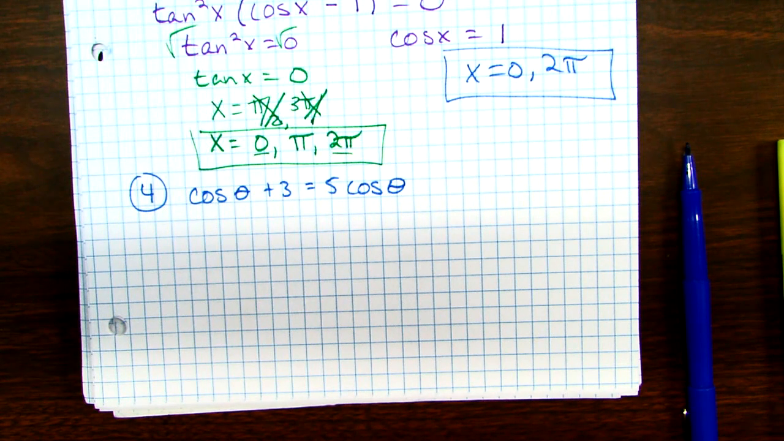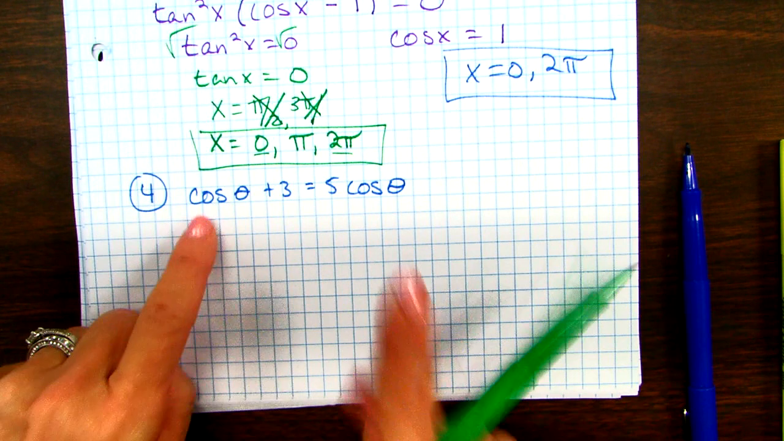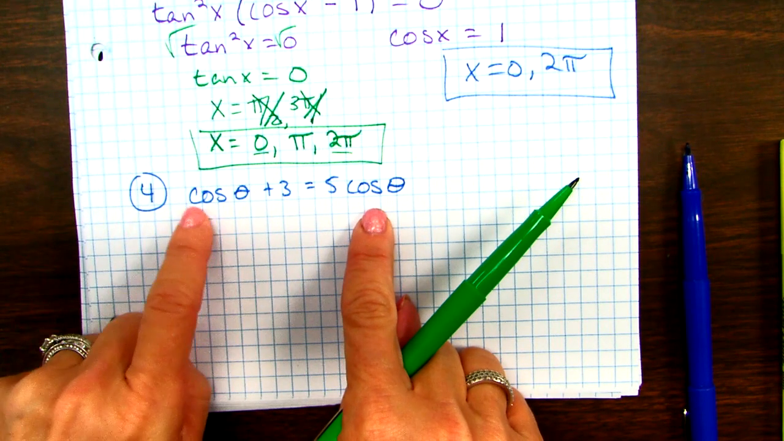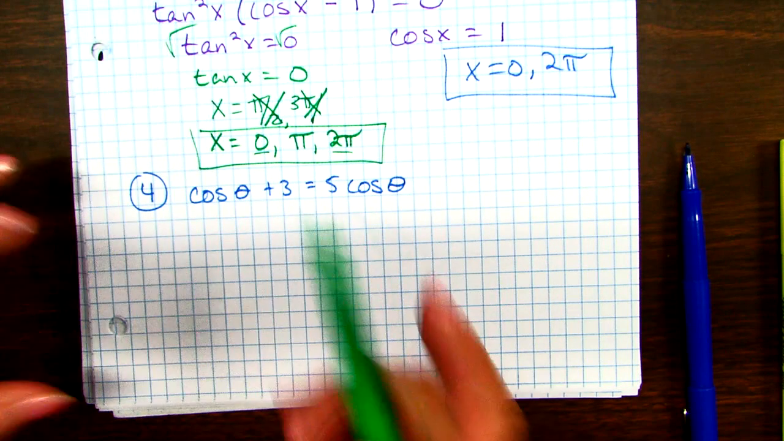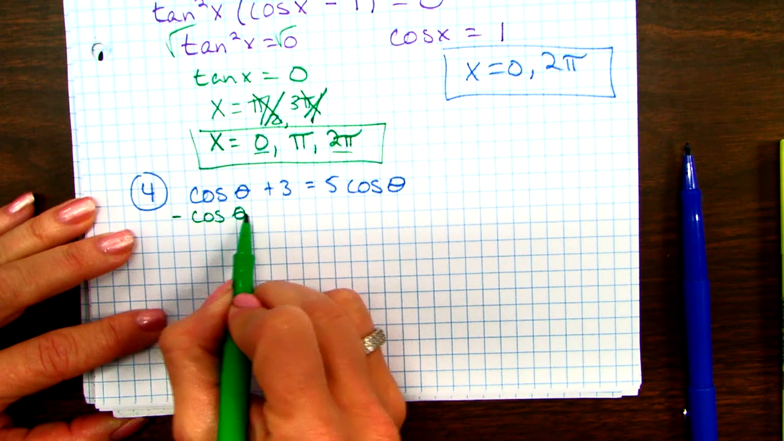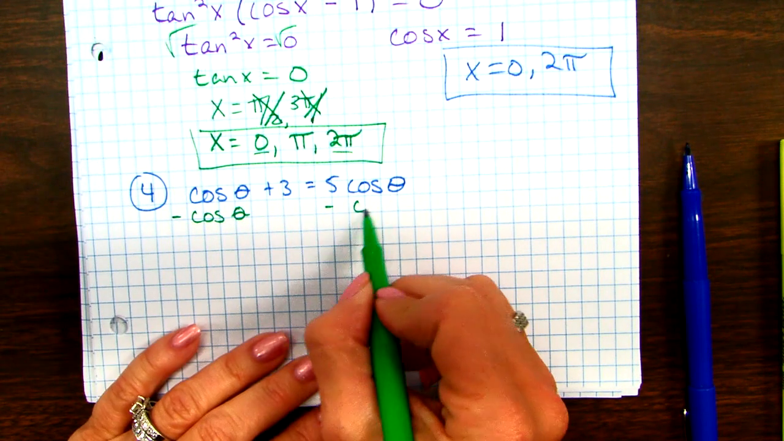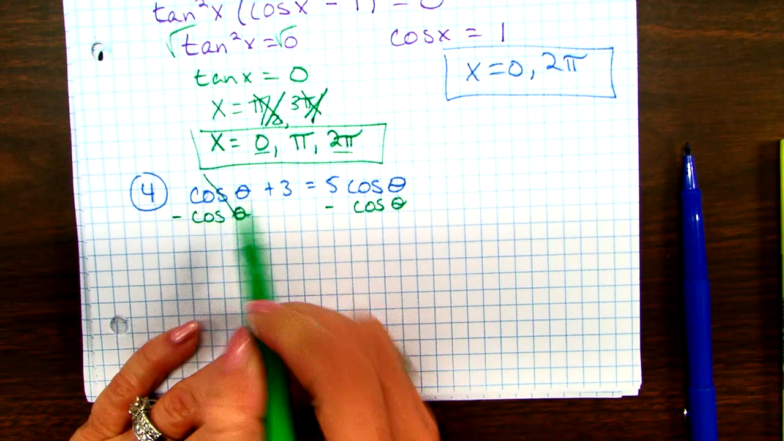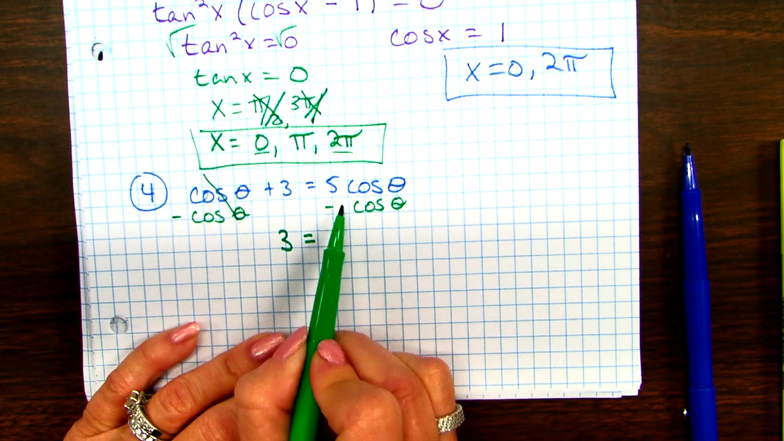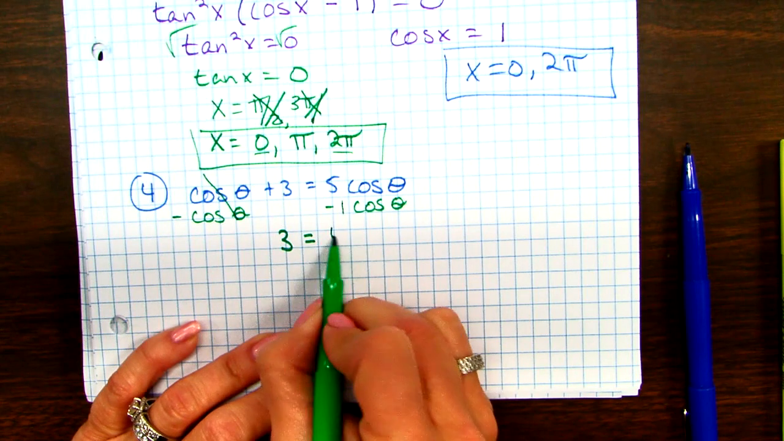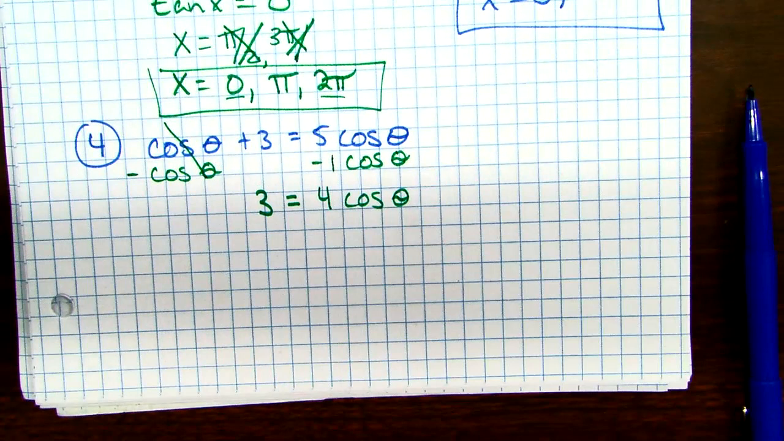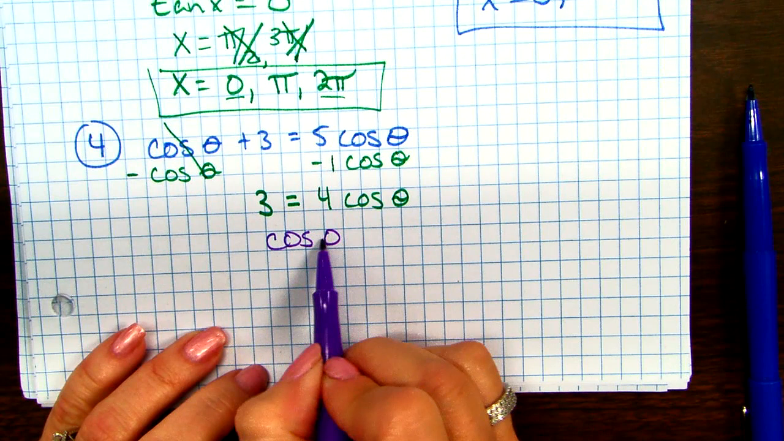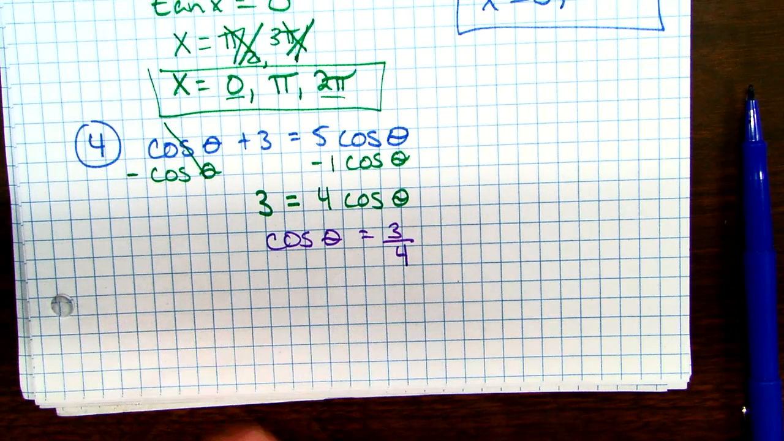There's nothing that's squared, but what you should notice is you have 2 like terms. Okay, this is 1 cosine x and this is 5 cosine x. Let's get them together on one side. And I said x, theta, whatever, same thing. So this is like a 1, don't forget. And then what? Divide by 4. So I'd have cosine theta equals 3/4.